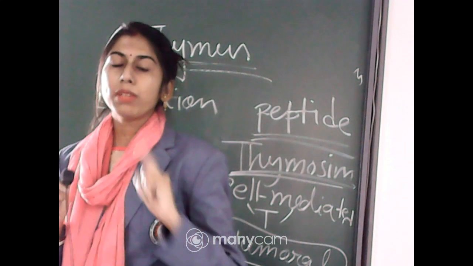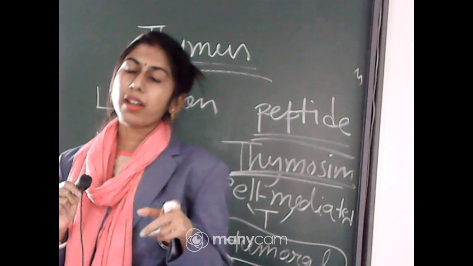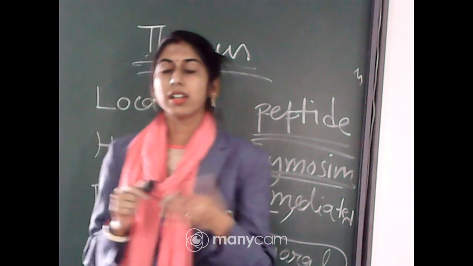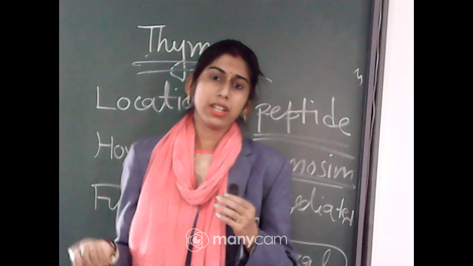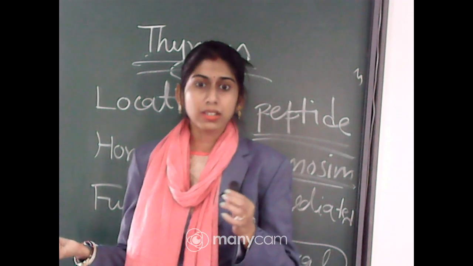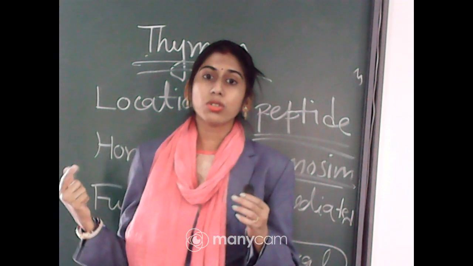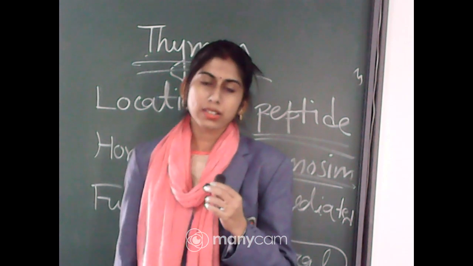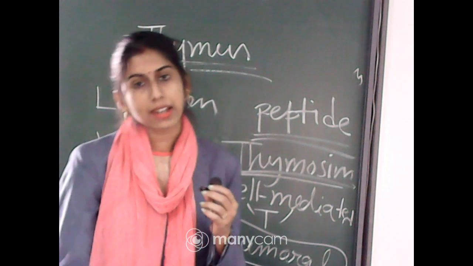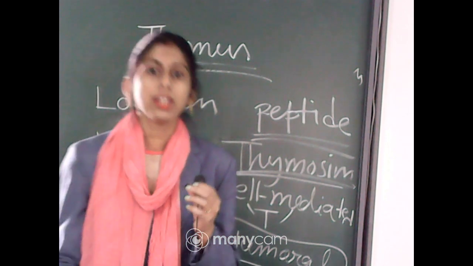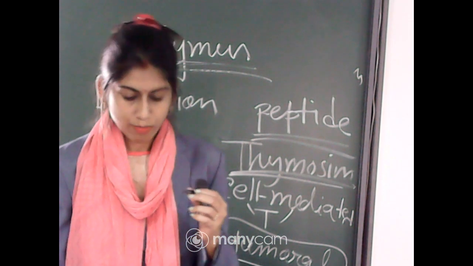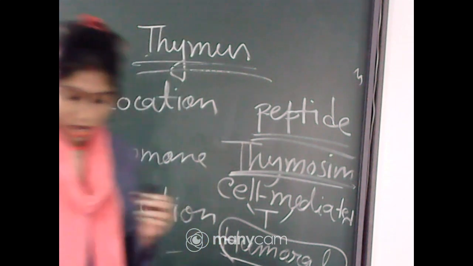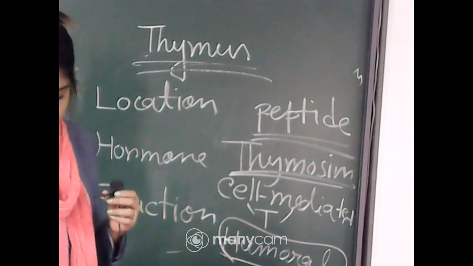Okay, so in my previous class I discussed another gland which starts degenerating after near about 10 years of age, that was the pineal gland, and it is also called brain sand. Okay, because it looks like small sand, and this is another gland which degenerates in old age. Okay, so this is all about the thymus gland.